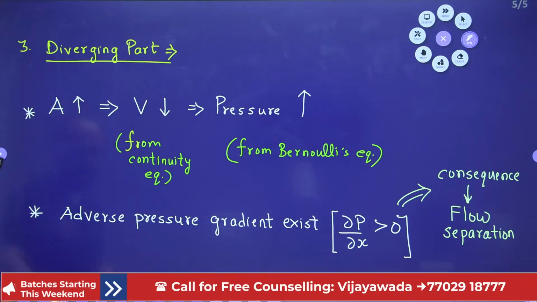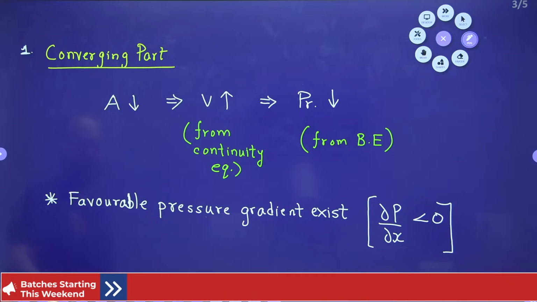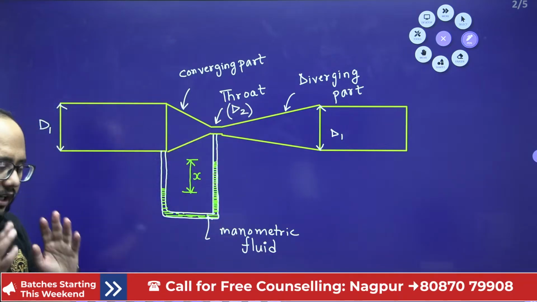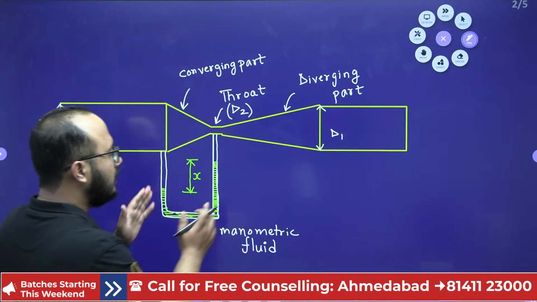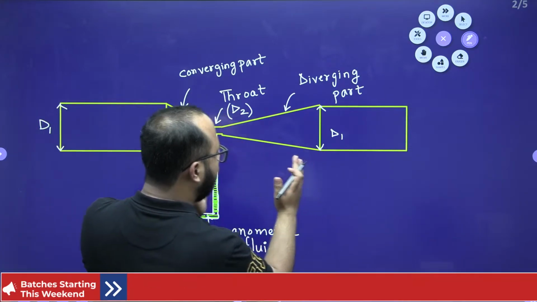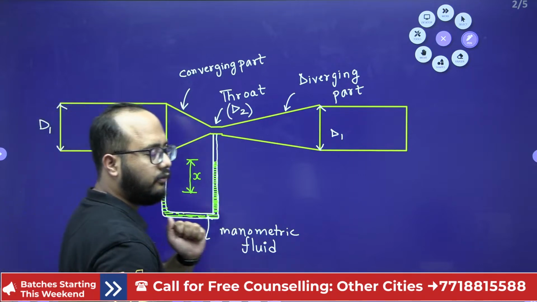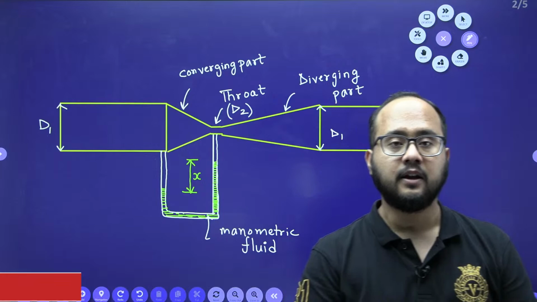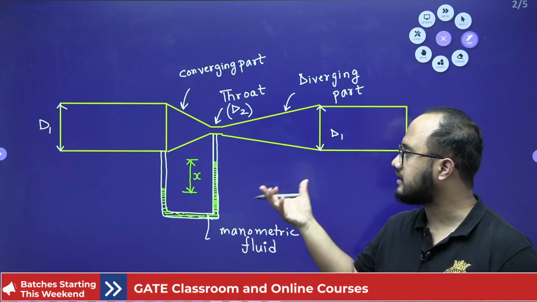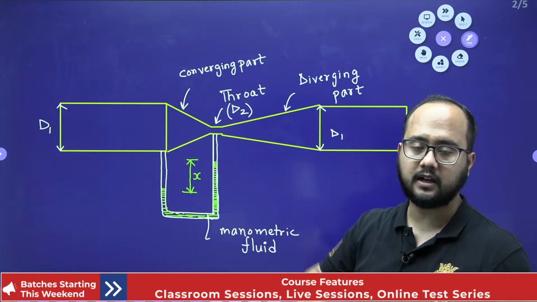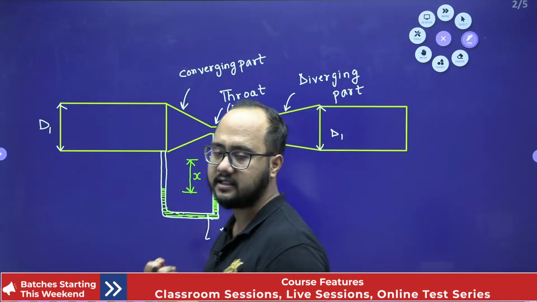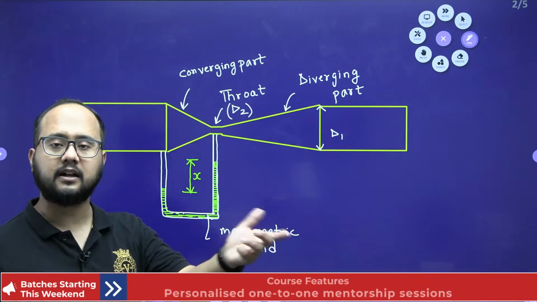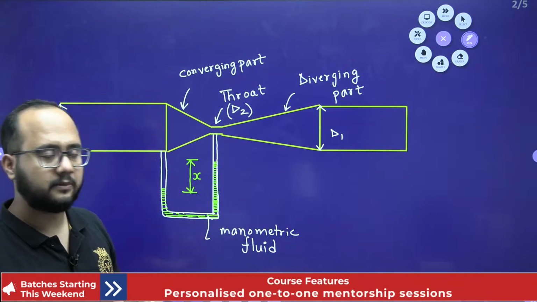So the basic understanding is clear now regarding the converging part and also the diverging part. Now if you look at the diagram, you will observe the length of the diverging part is much greater as compared to the length of the converging part. But why? What is the reason? Can you tell me why the length of the diverging part is kept much more as compared to the converging part? Please tell me.